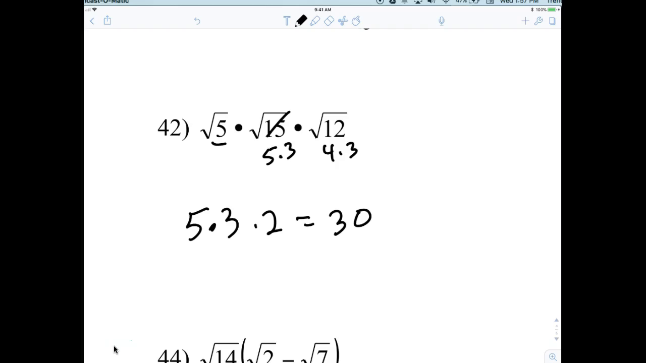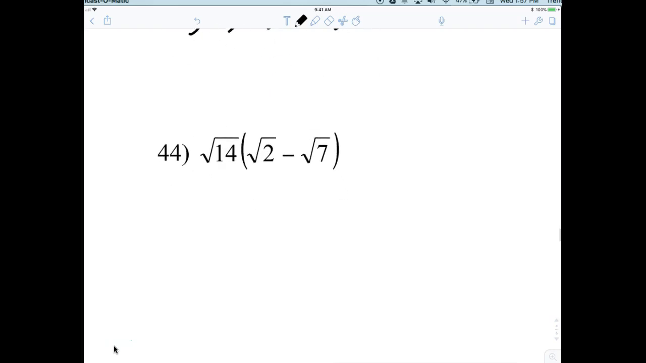All right. Let's have some more fun. Number 44. Square root of 14 times square root of 2 is? No. 2 radical 7. That's how you're supposed to be saying it.